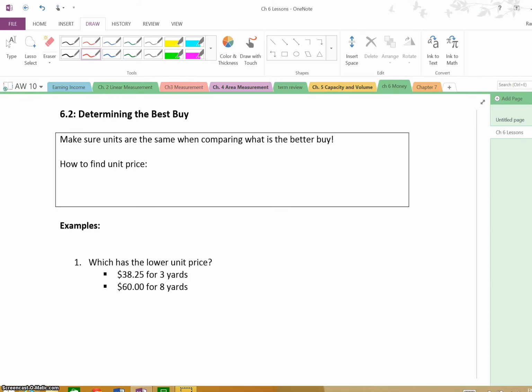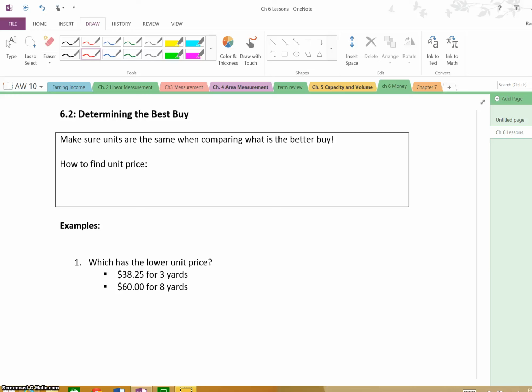Okay, welcome back. Now that you know how to calculate unit price, we're going to use that to figure out what's going to give us our best deal. For example, right now while I'm shopping around, I'm trying to find out what the best deal is in town for a yard of topsoil. And it's amazing the different prices that people have.